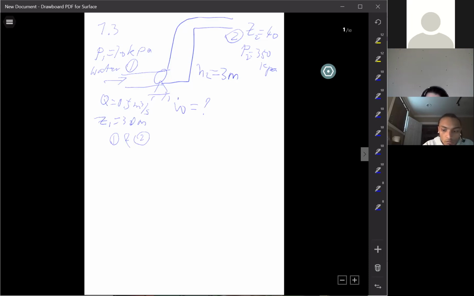Then substitute, putting all the values you have. I think you need to calculate the velocity. So I need to give you diameter, right? What it says, a pipe. Diameter is 50 centimeter. So write down the equation here.